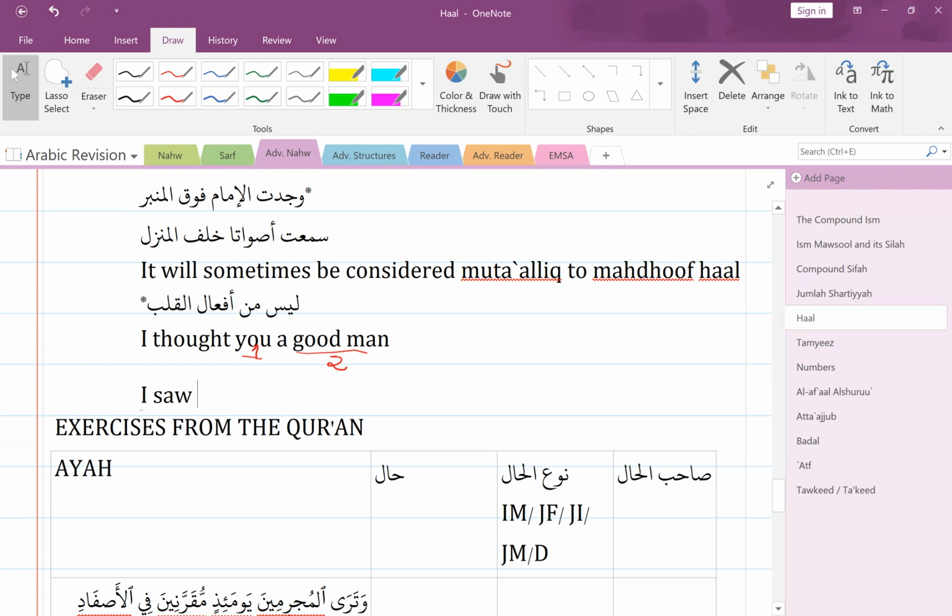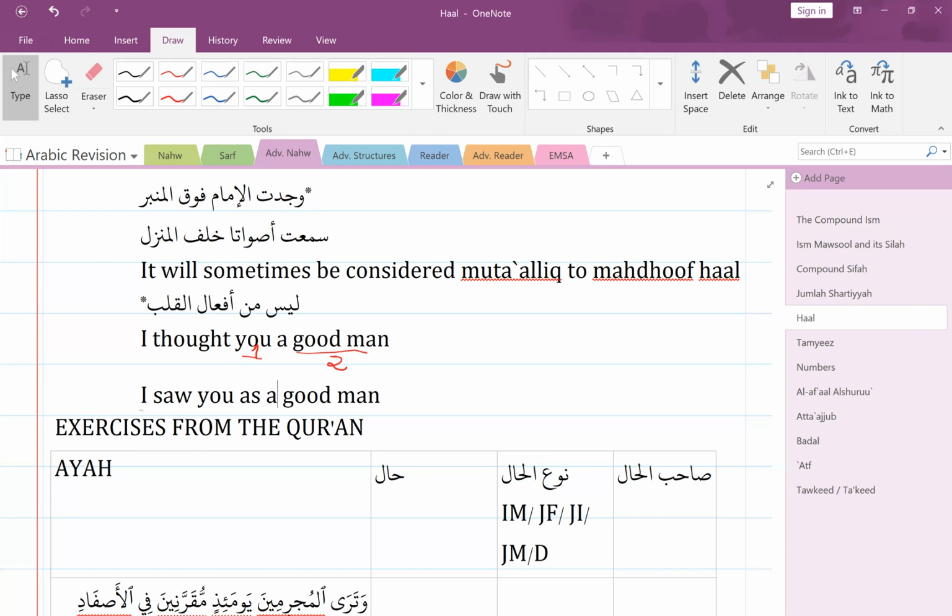Let me try and use seeing, because I think it's clearer. I saw you a good man. When I say I saw you a good man, or I saw you to be a good man, I'm not saying that I literally, physically, with my eyes, saw you as a good man. That's not what I'm saying. It means in my mind, I imagined you to be a good man, or I found you to be a good man. You can make the differentiation, right?